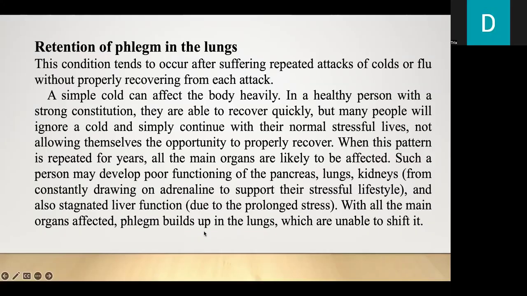When this pattern is repeated for years, all the main organs are likely to be affected. A person may develop poor functioning of the pancreas, lungs, and kidneys from constantly drawing on adrenaline to support their stressful lifestyle, and also stagnated liver function due to the prolonged stress. With all the main organs affected, phlegm builds up in the lungs, which are unable to shift it.